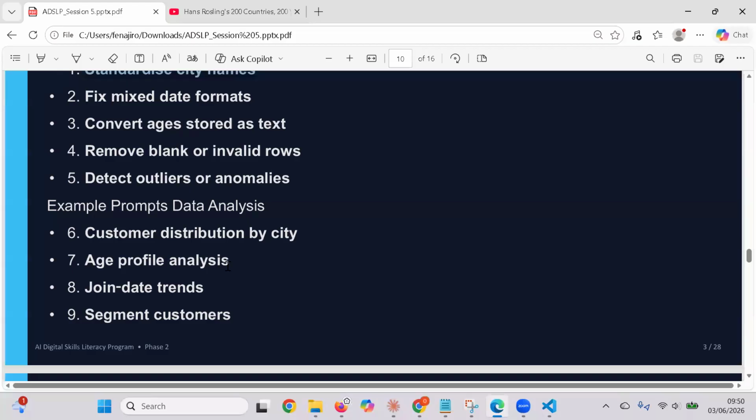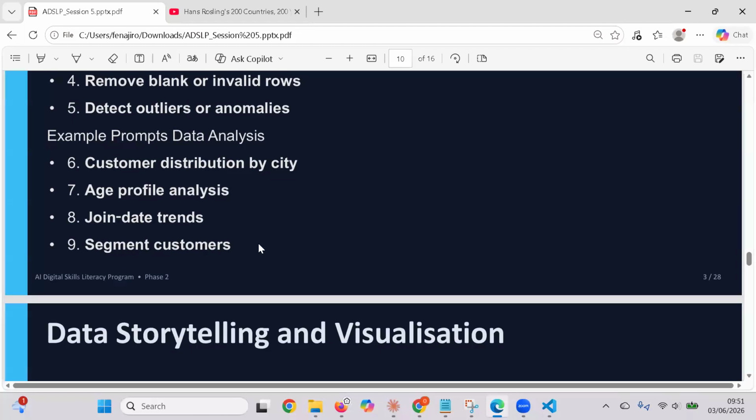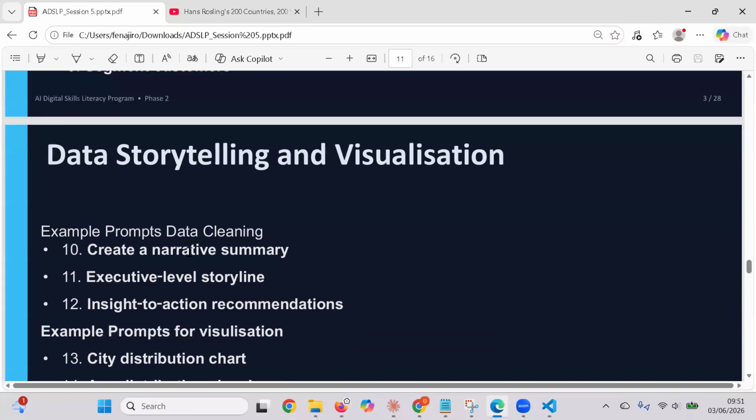We don't want to run ads for people who are under 15, because they are not our target customers, and also under 25 for the same reason. So we are going to segment customers, then do data storytelling, narrating the story in summary, executive level storytelling.